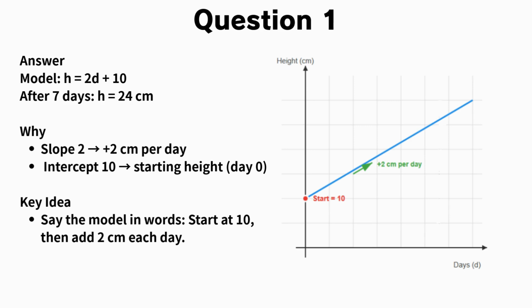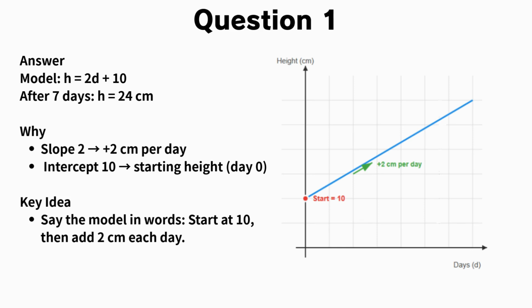The problem states that the plant grows 2 centimeters per day. That tells us the rate of change is 2 centimeters for each additional day, so the slope is m equals 2. We're also told that the starting height is 10 centimeters. This occurs at day 0, before any growth has taken place, so the intercept is b equals 10. Combining these values gives the model h equals 2d plus 10.